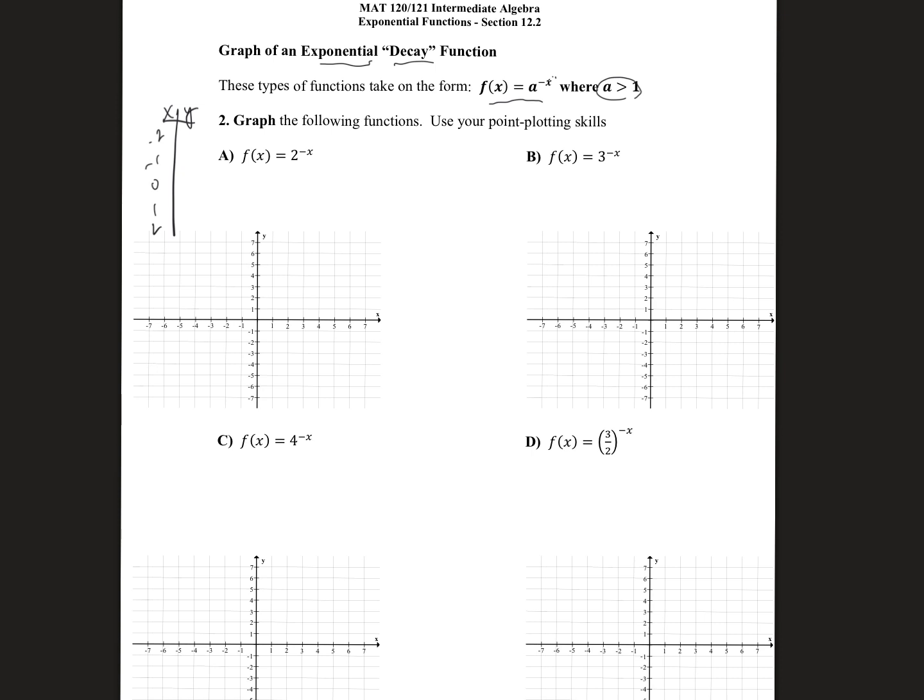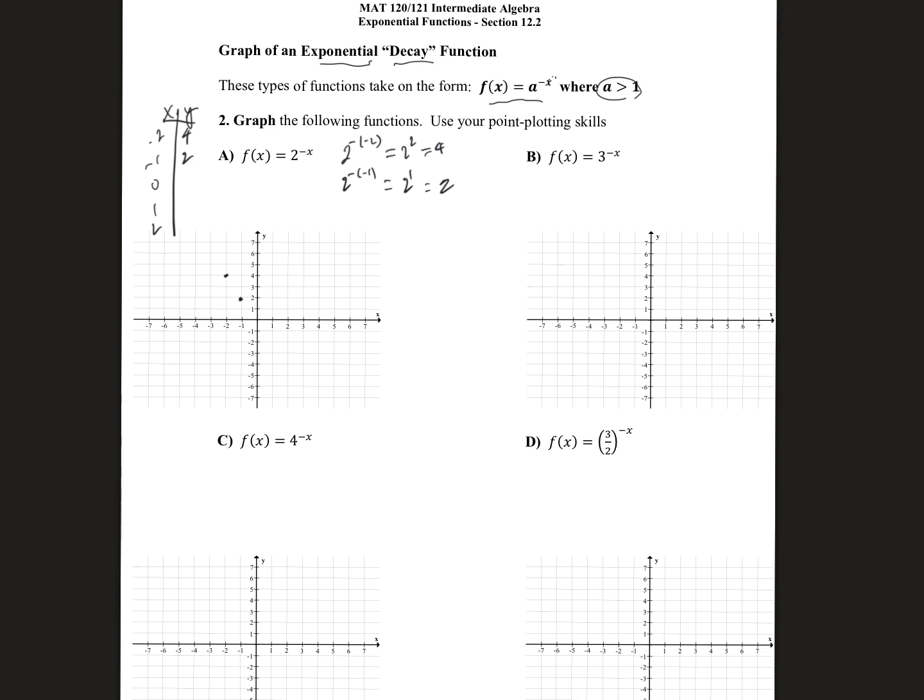And this time when I put in a -2, we're going to have 2, and then we're going to take the opposite of -2, which becomes 2 squared, we end up with 4. So -2, 4 is on our graph. And then if I put in a -1, 2, take the opposite of -1, we get 2 to the first, and what we get is 2. Okay, so -1, 2 is on the graph.